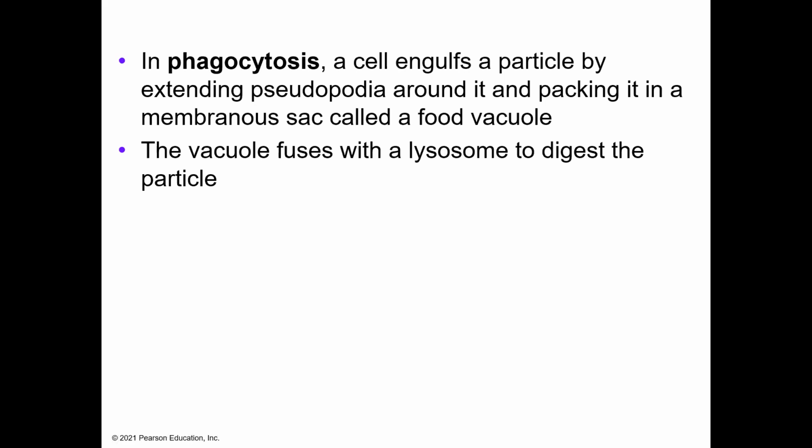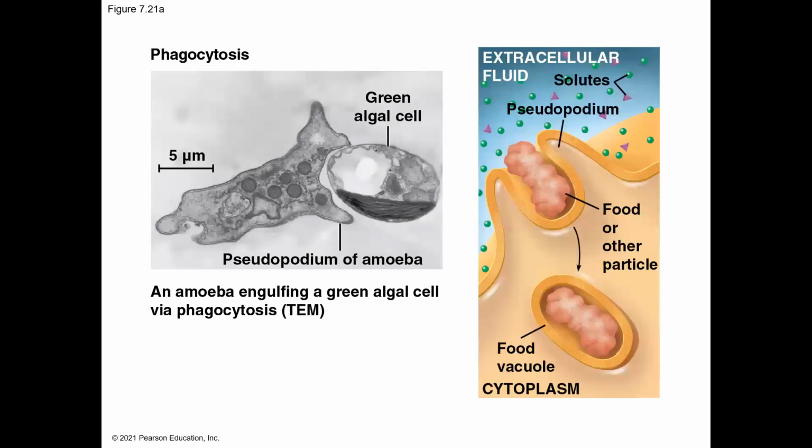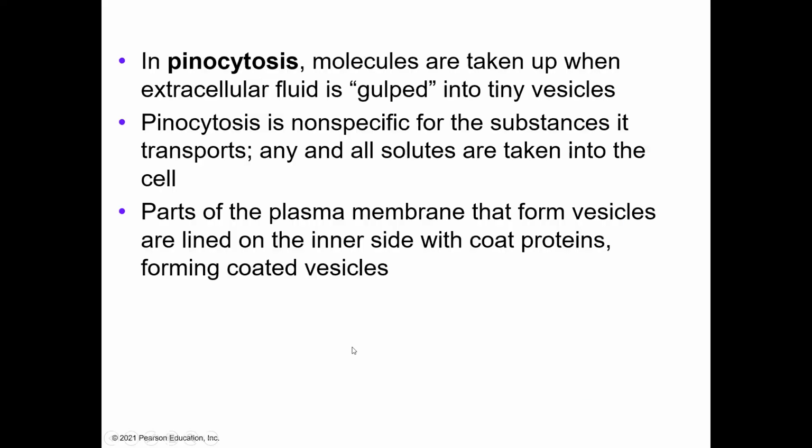In phagocytosis, the cell will basically extend around the object, and a great example of that would be your white blood cells in your body. An amoeba will engulf a green algal cell via phagocytosis. It will completely surround the algal cell and take it in and use it as food.